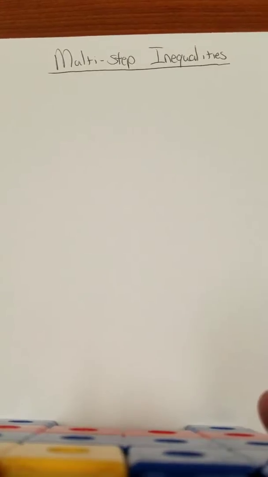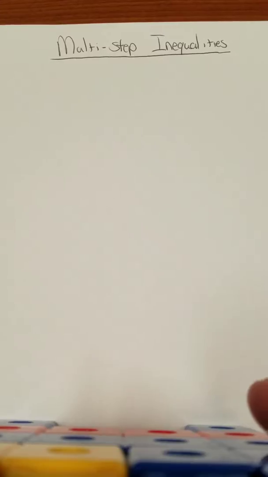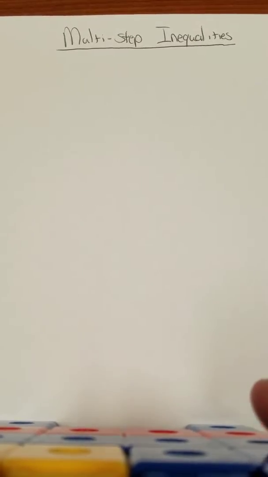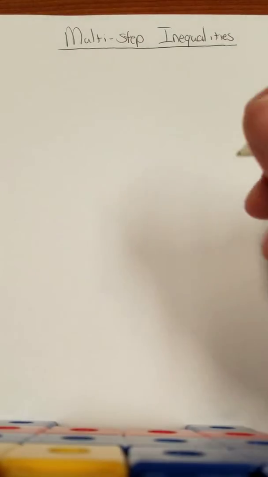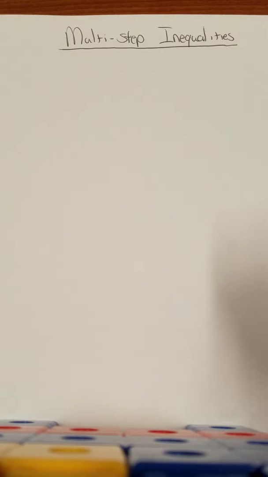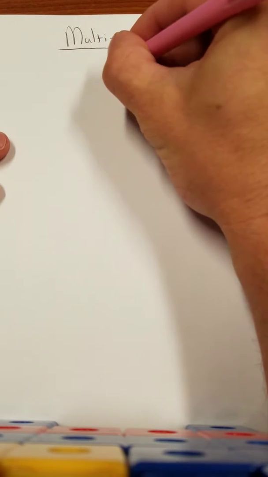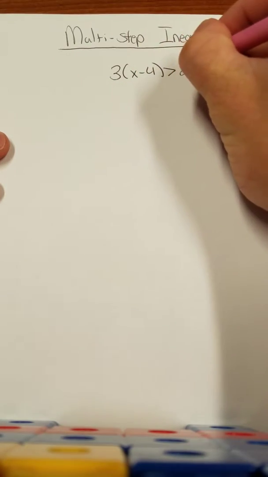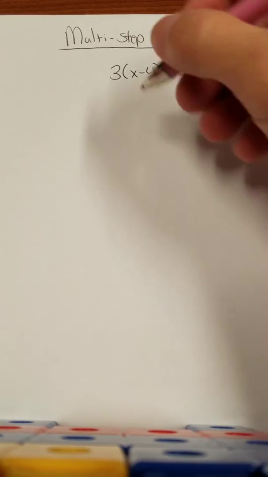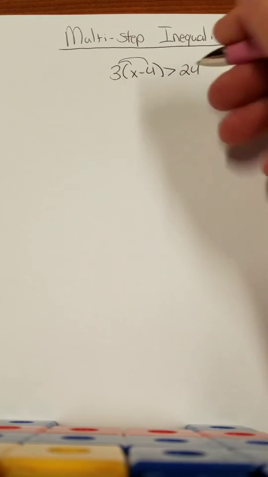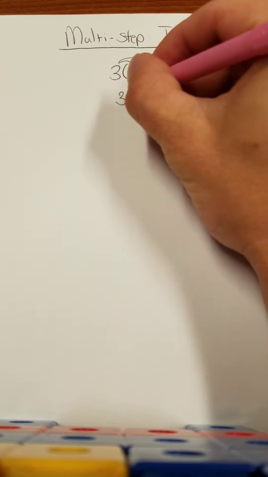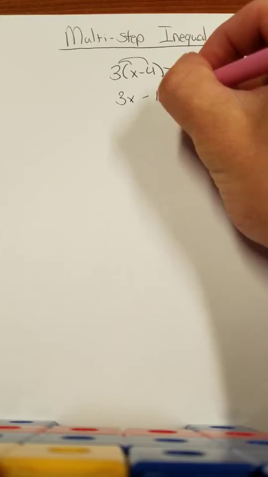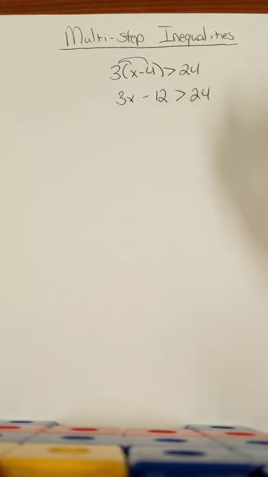Alright, solving multi-step inequalities. Solving multi-step inequalities is not much different than the stuff I've shown you before. All the same rules apply, but let's look at a problem. Let's say we have 3 times x minus 4 greater than 24. There's multiple ways of solving the problem, but the first thing that you probably want to do is distribute the 3. So we get 3x minus 12 greater than 24.